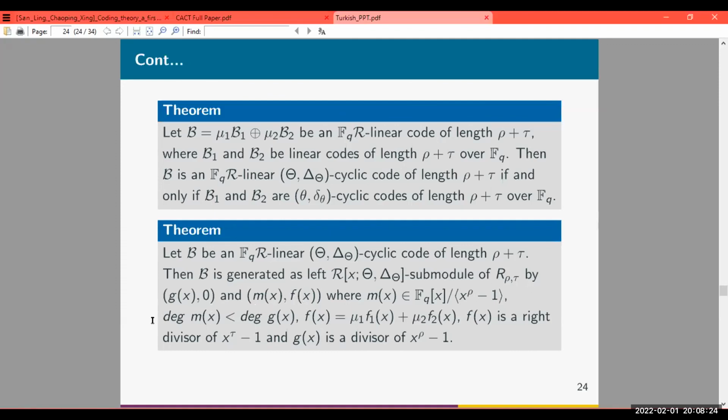Means these two polynomials. This is not singly generated actually. This is generated by (g(x), 0) and (m(x), f(x)), where f(x) is coming from our original code, that is from R, and this g(x) is coming from Fq. This is a combination of these two, Fq and R. When we consider f(x), we have to take the right divisor of x to the power tau minus 1, and when we consider g(x), this is simply the divisors of x to the power rho minus 1. That is, this is generated by the linear combination of these two.